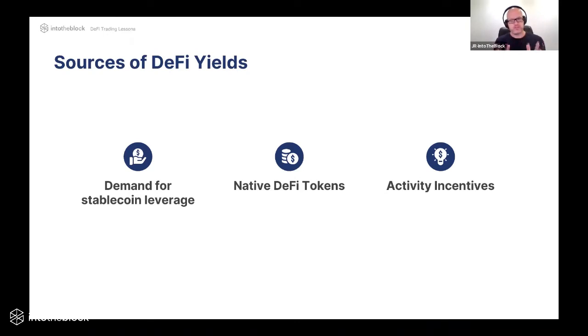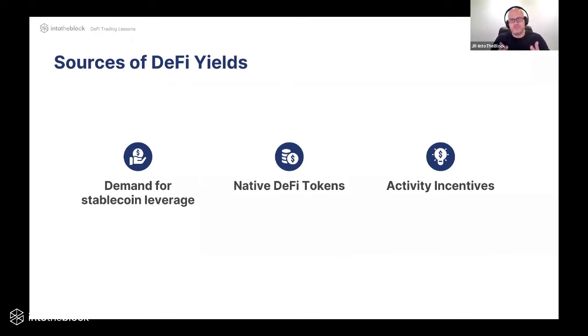One that is often overlooked, and it's probably the biggest one, is leverage for stablecoins. So there is a massive demand for stablecoins in the market, and the supply is not anywhere close to that. So that amount of leverage is the cause of a lot of yields in the space. Obviously, we can go into the mechanics of how that actually works.